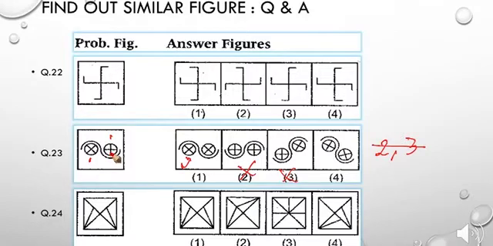The second figure in the problem figure, the second design is a circle inside which there is a plus sign. So let's check. In case of option 1 the second figure is circle but inside that there is a cross, it should be plus sign, so answer 1 can never be the answer. So now we are left with only option number 4. So clearly answer for question number 23 is 4.